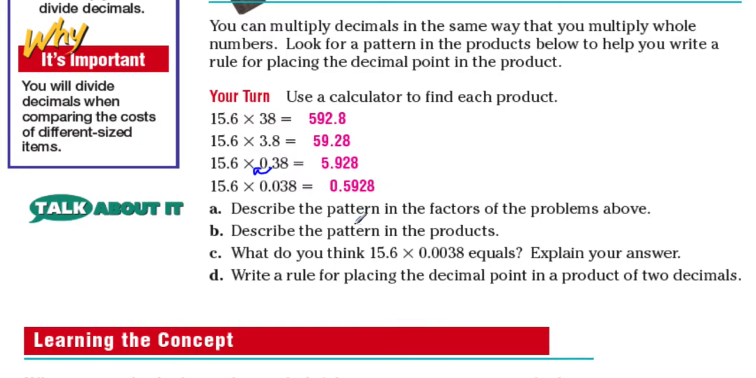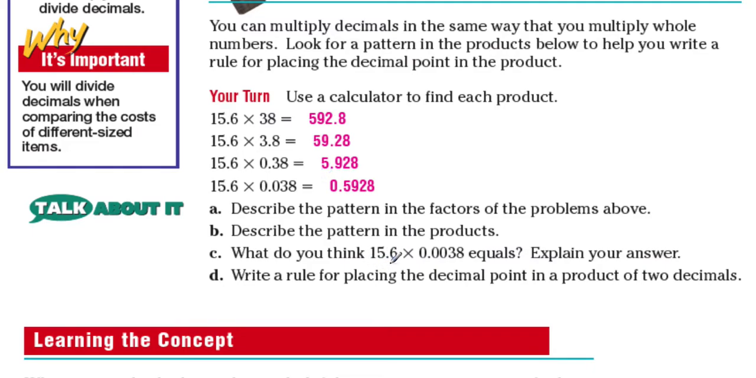Describe the pattern of the product. As you move the decimal place one space to the left in the factor, the decimal place in the product moves one space to the left as well. So 592.8 became 59.28 because that moved one space to the left. 59.28 became 5.928, and 5.928 became 0.5928.